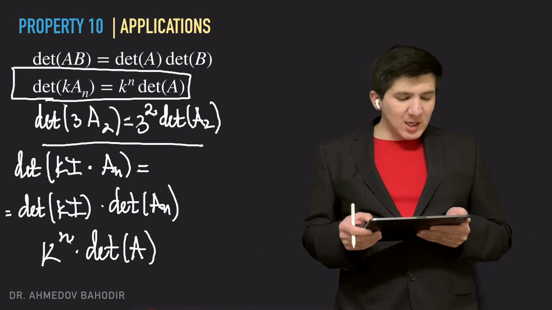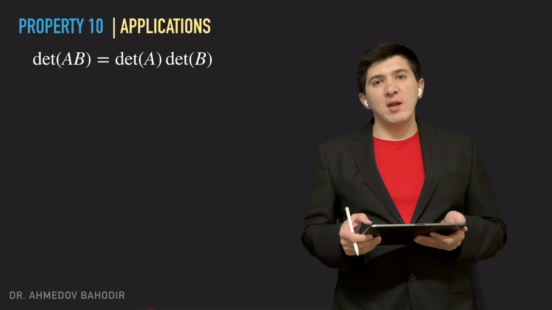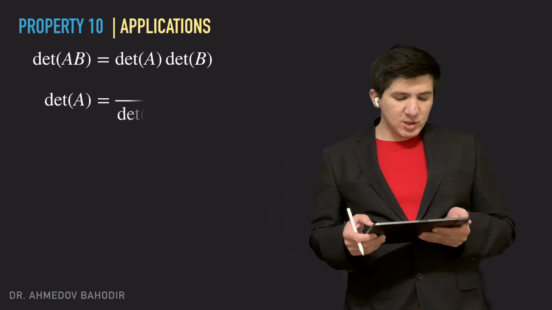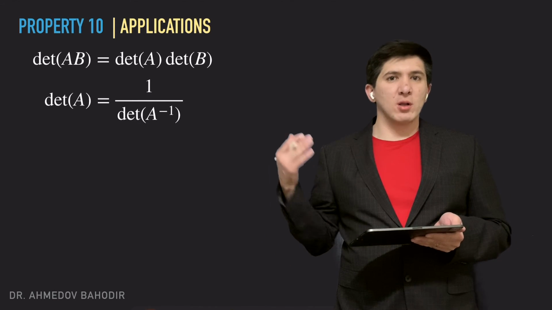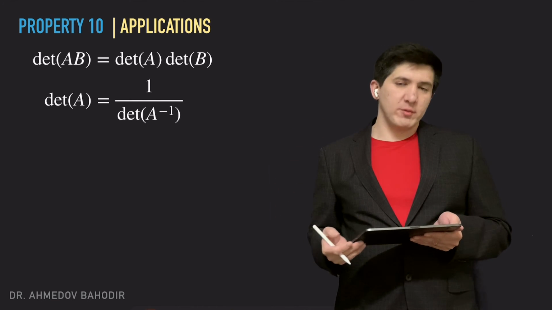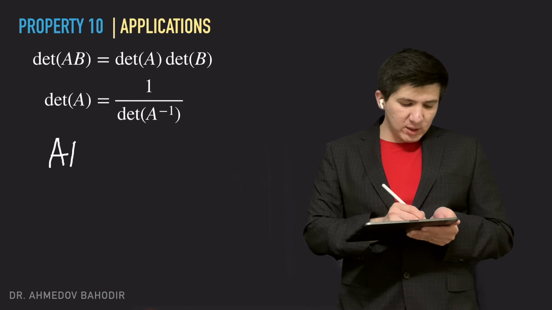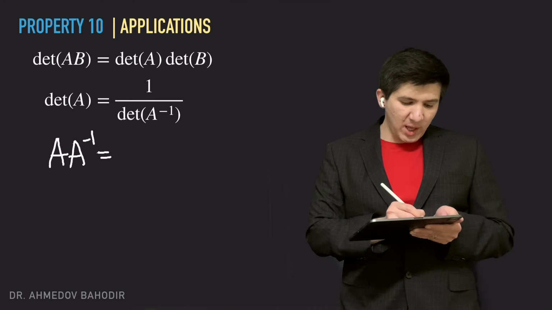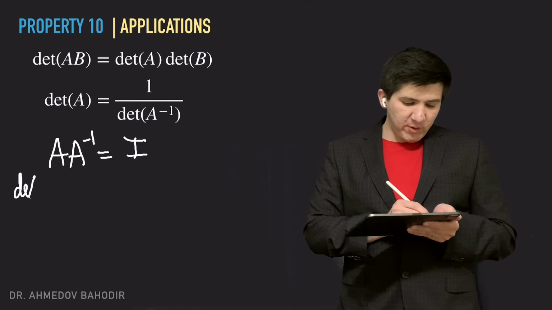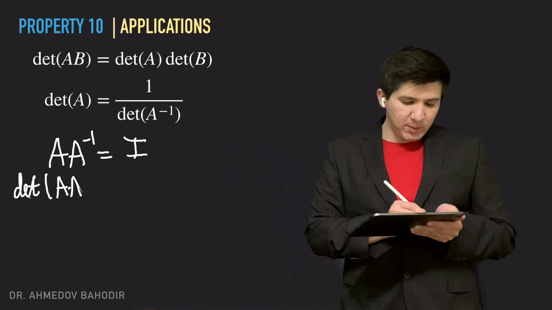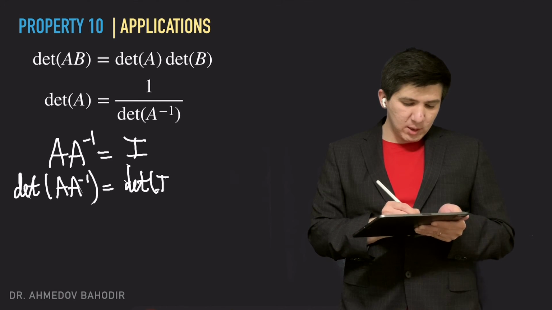So another application of property number 10 is about the inverses of matrices. Essentially, you can find the determinant of the inverse by just finding the reciprocal of the determinant of the original matrix. And if you remember, the definition of the inverse is that the multiplication should give you the identity, right? I'm going to take the determinant from both parts. From the left-hand side, it's going to be like this. From the right-hand side, it's going to be like this.